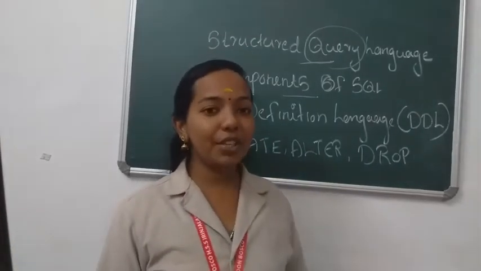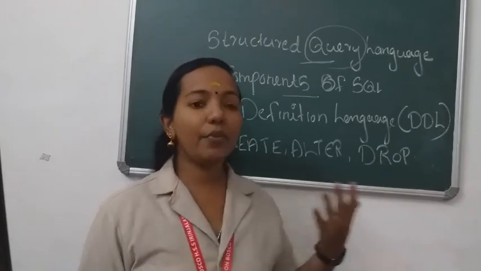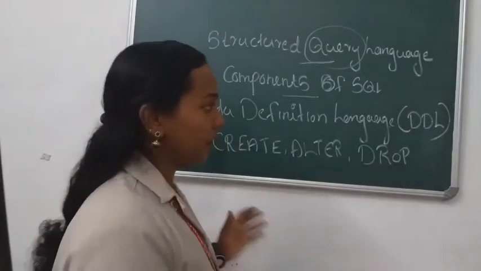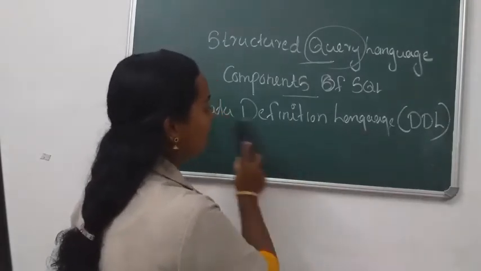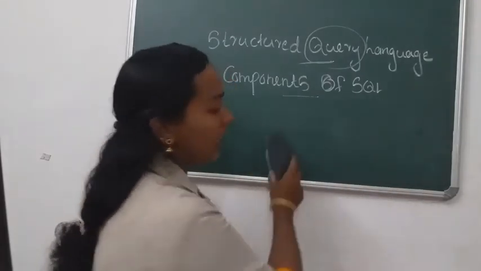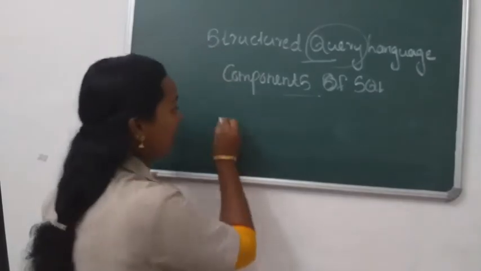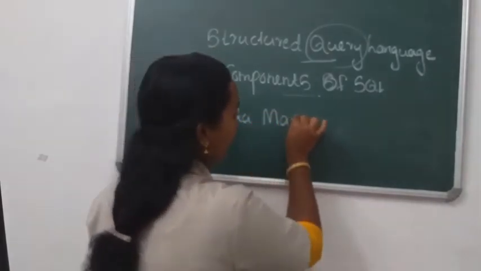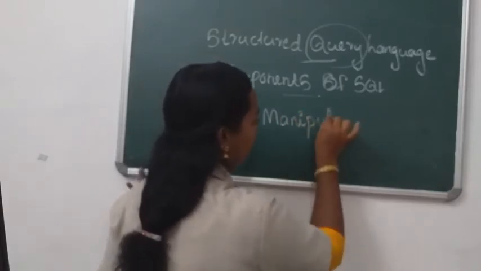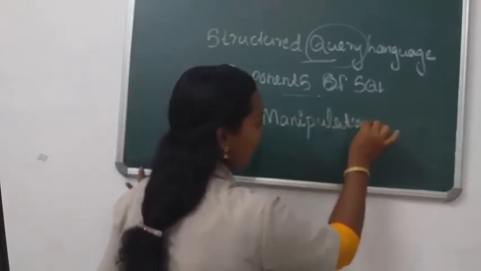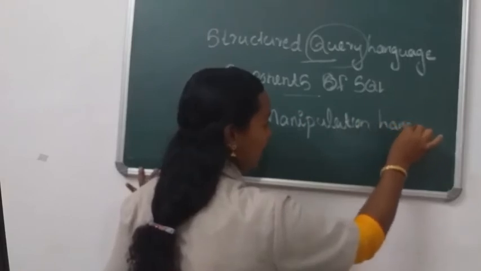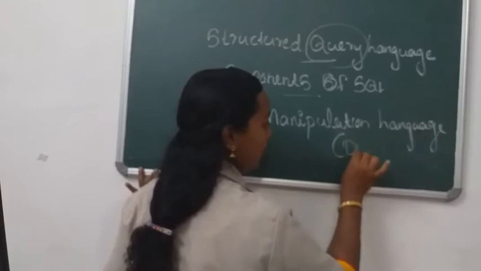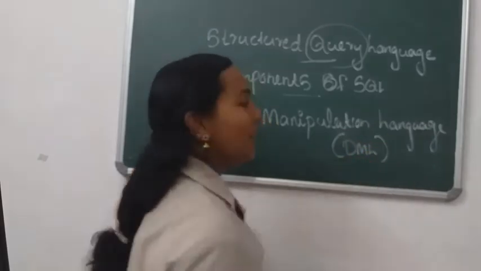So data definition language indicates the definition of a table or the schema of a table. Clear? What is the short form of data definition language? DDL. Then the second is data manipulation language. Data manipulation language or DML.